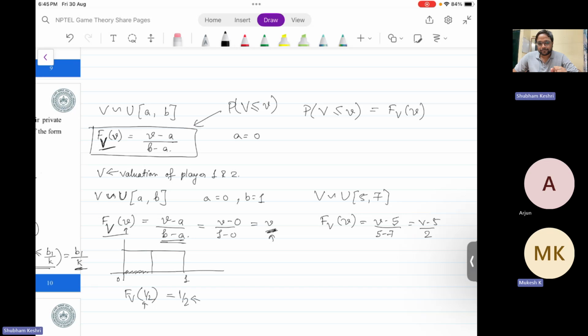So can you just show what was the probability taken earlier? That was the length of the interval, no? And now you are saying it will be (v minus 5) by 2. It will not be the length of the interval. No, because it was not uniformly distributed between 0 and 1.